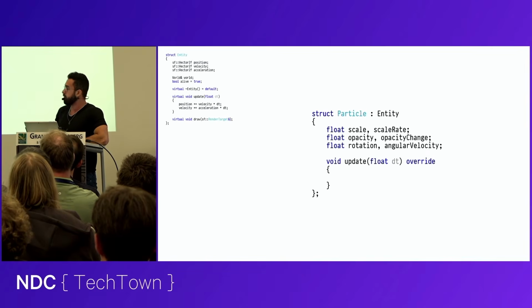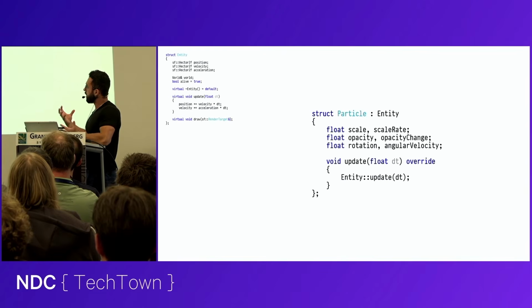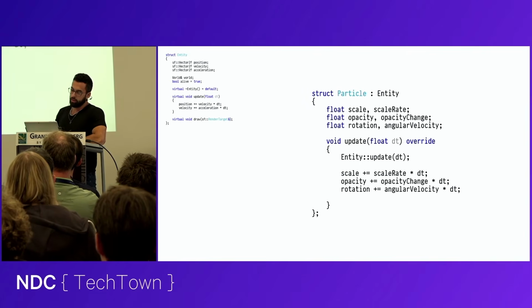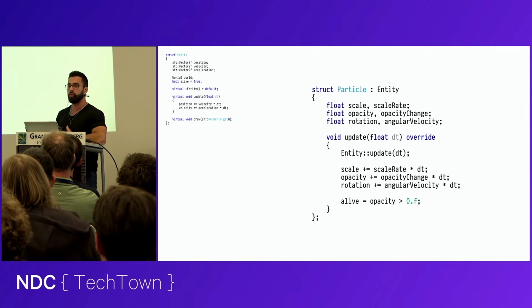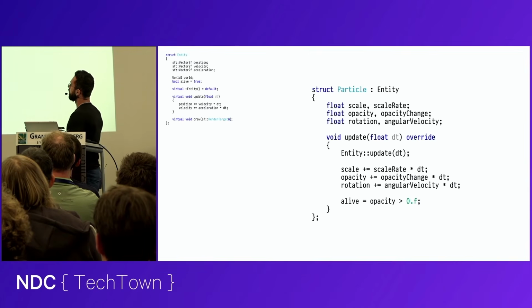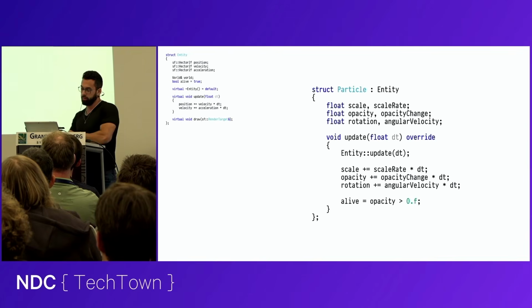In the update member function, we can just override the base class. We can invoke it, so we get nice DRY code. We basically avoid having to re-implement the same logic. And then we do the same sort of integration for these quantities. And then finally, we basically say that a particle is alive as long as it's visible. Because every particle is going to fade away in our demo, we can reclaim them. We can clean them up when the opacity eventually reaches 0.